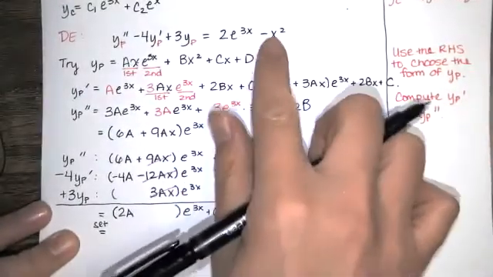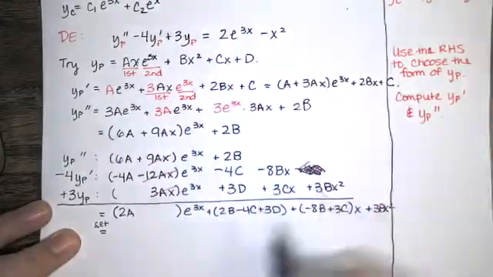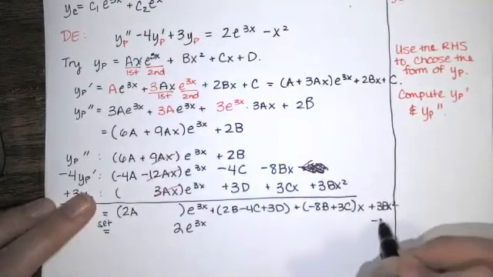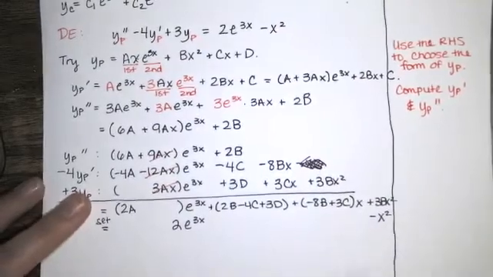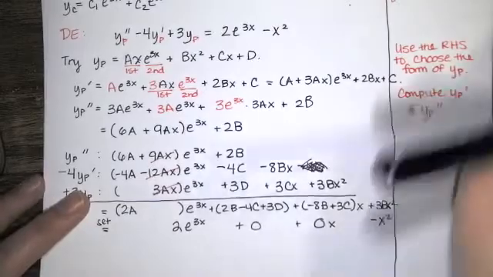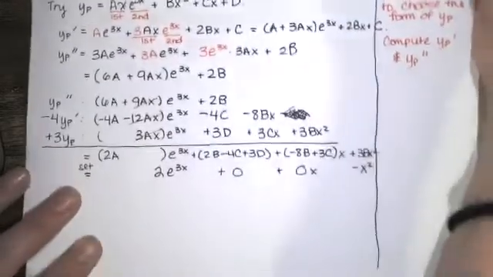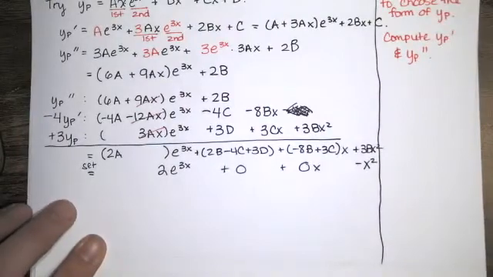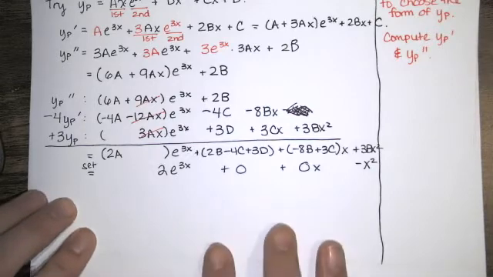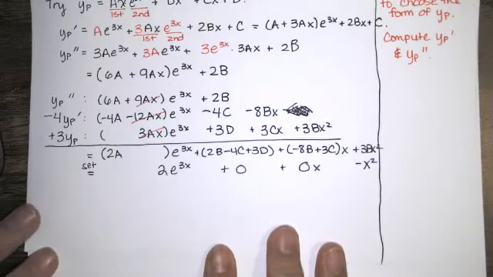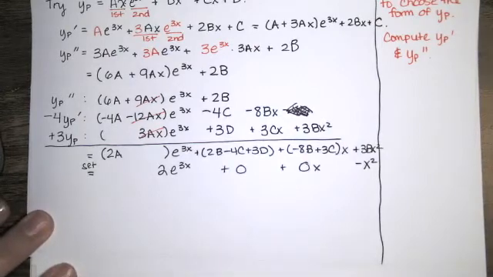You're going to set this equal to 2e to the 3x minus x squared. So the constant term is 0 and the x term is 0 over there. Now when you're setting these equal to each other and thinking about how to find the values of a, b, c, and d, this is very similar to what you did in calculus 2 when you learned partial fraction decomposition.